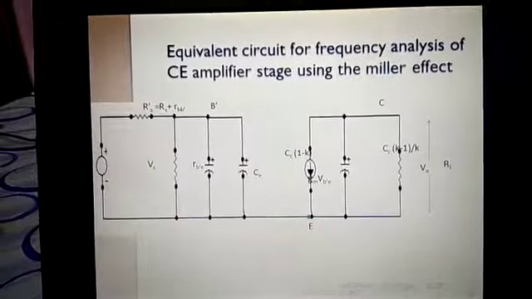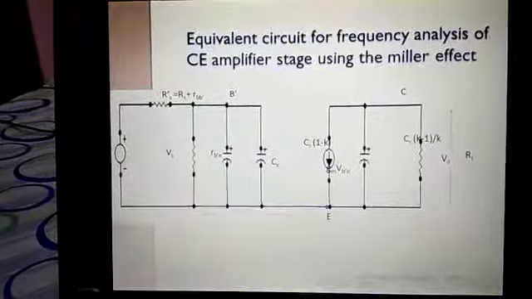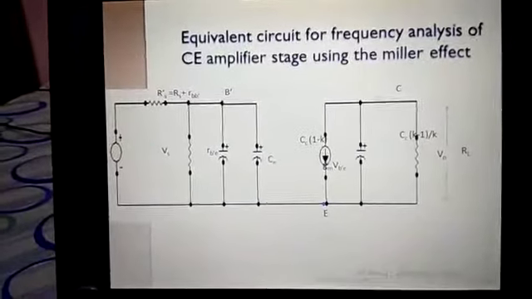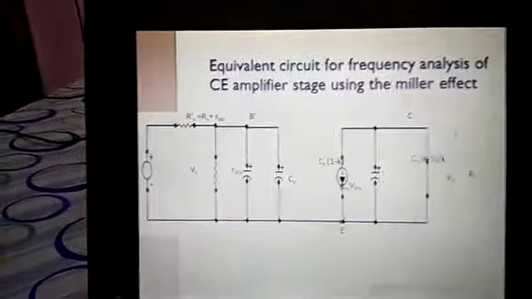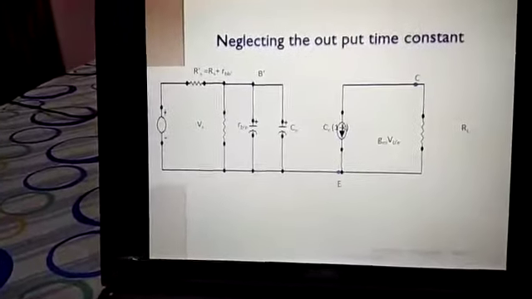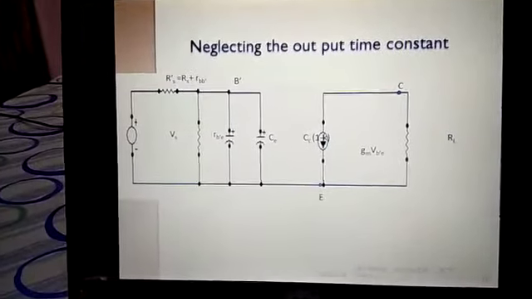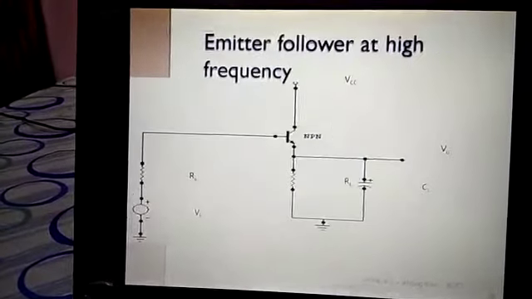Equivalent circuit for frequency analysis of CE amplifier stage using Miller effect. For frequency analysis you have to connect all the capacitances available here, these three capacitances, and a Miller's equivalent value. Neglecting the output time constant, you will get this circuit here.